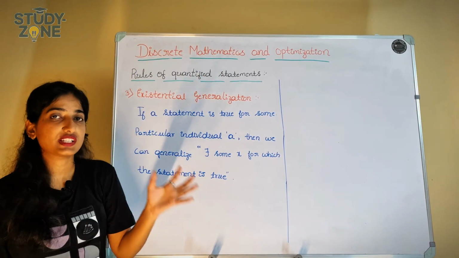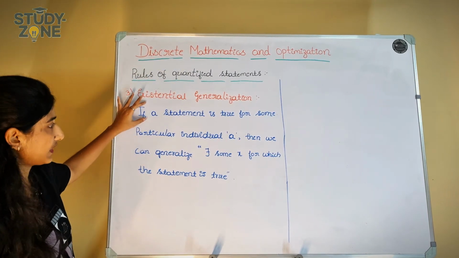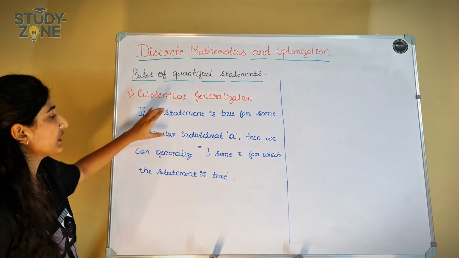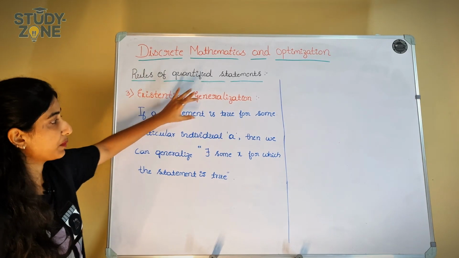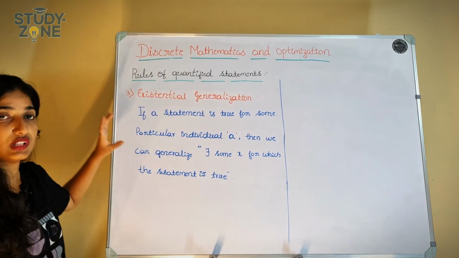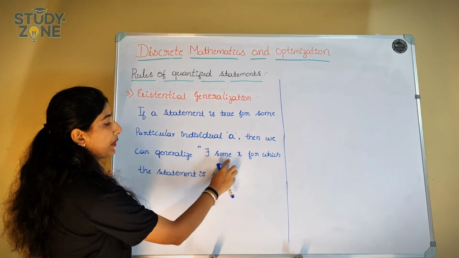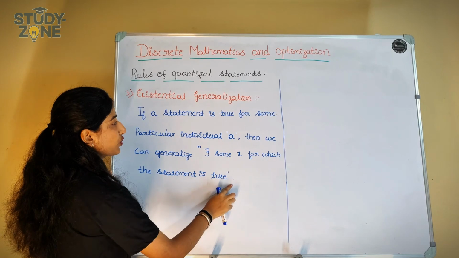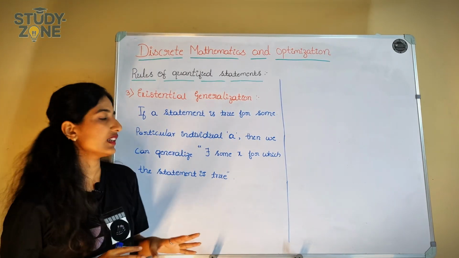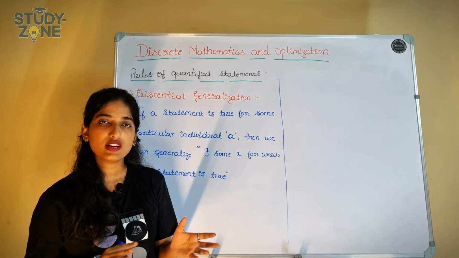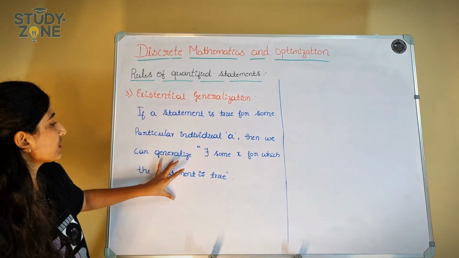Now the last rule of quantified statements is existential generalization. Generalization means we are going to generalize something. So it suggests that if a statement is true for some particular individual A, then we can generalize it as there exists some x for which this statement is true. So if it is true for some individual A, then we can tell that this is true for some individual, or it is true for some statement.